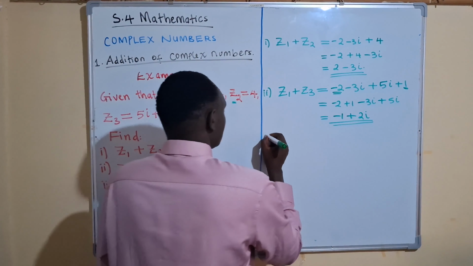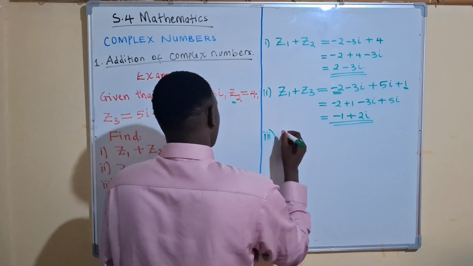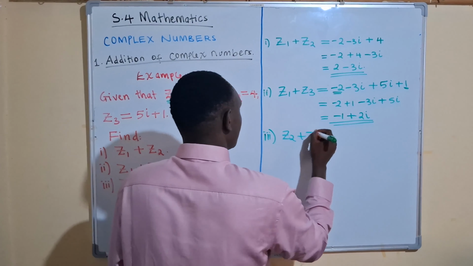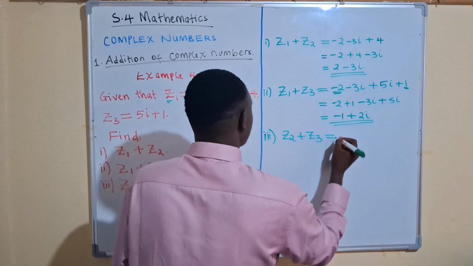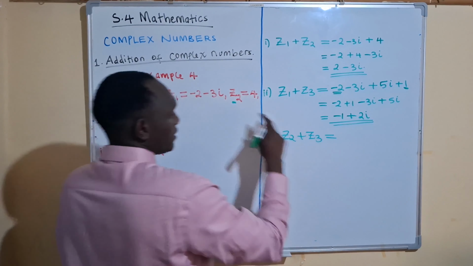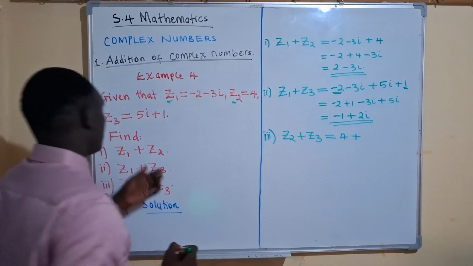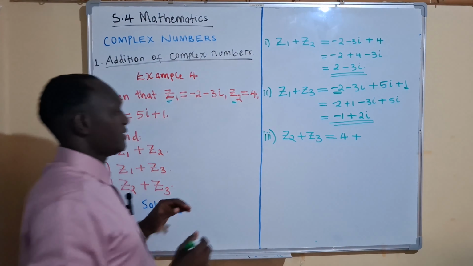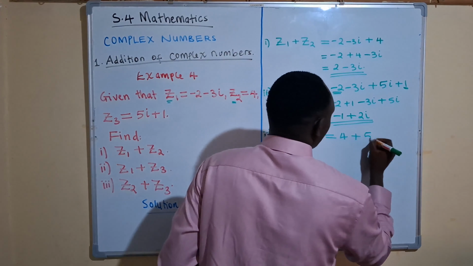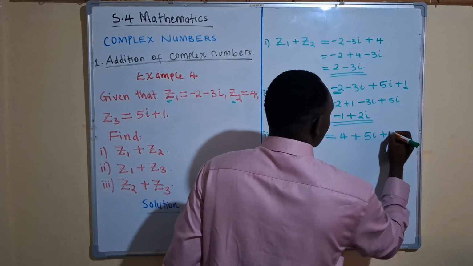And the last part, which is Roman 3, says z2 plus z3. Let's just substitute for z2. z2 is 4. Substitute for it the way it is. That is 4 plus. What about z3? z3 is 5i plus 1. So we shall put here plus 5i plus 1.